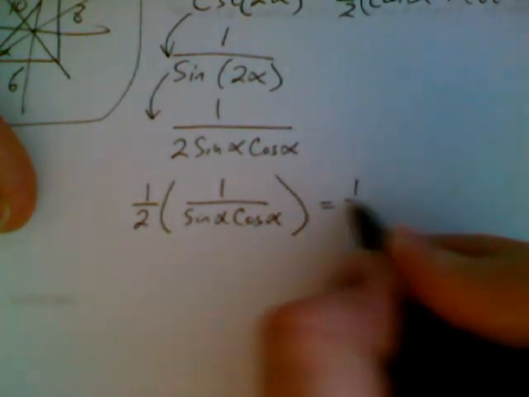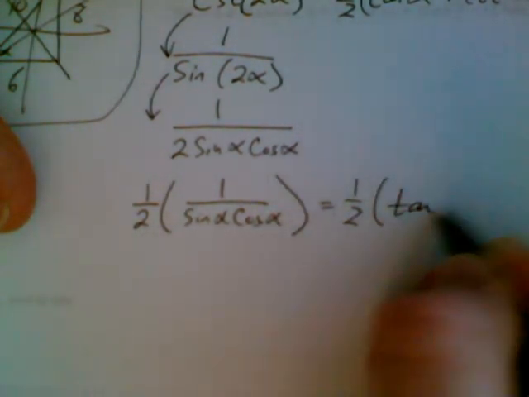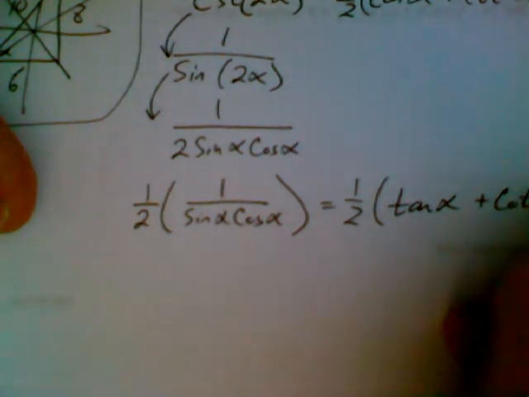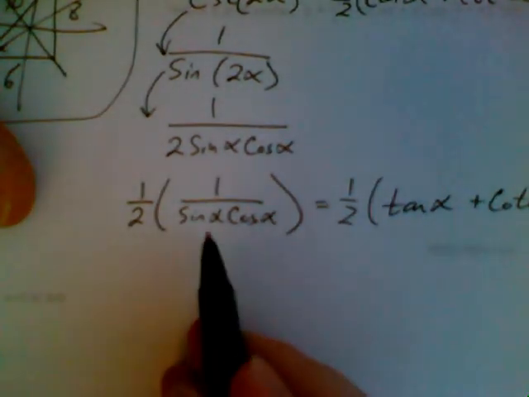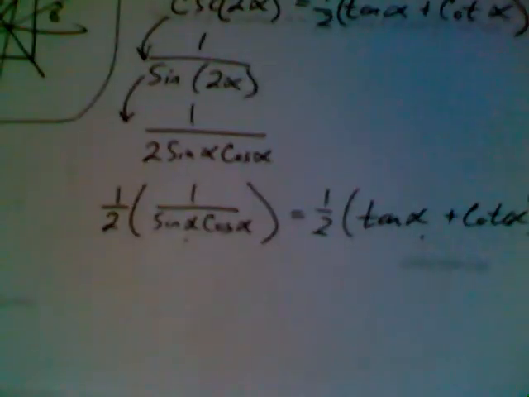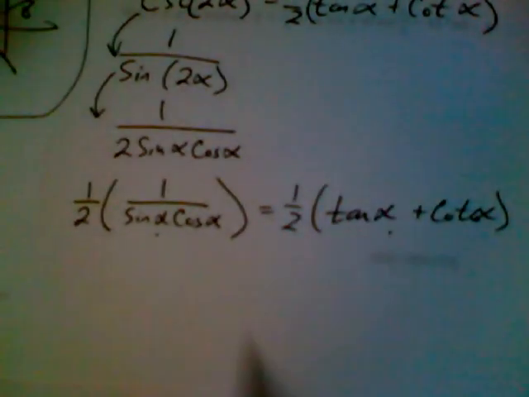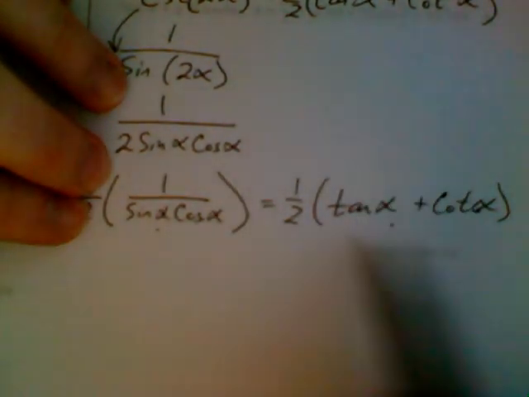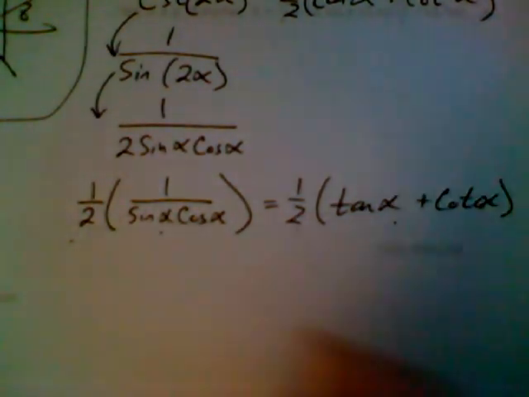This is supposed to be equal to 1/2 tangent alpha plus cotangent alpha. And you're thinking to yourself, well, I don't know how to get this to this. I'm going to move this over here so you can see it. I don't know how to get this piece here to this piece here, because 1/2 and 1/2, those pieces are done. We don't need to worry about those anymore.